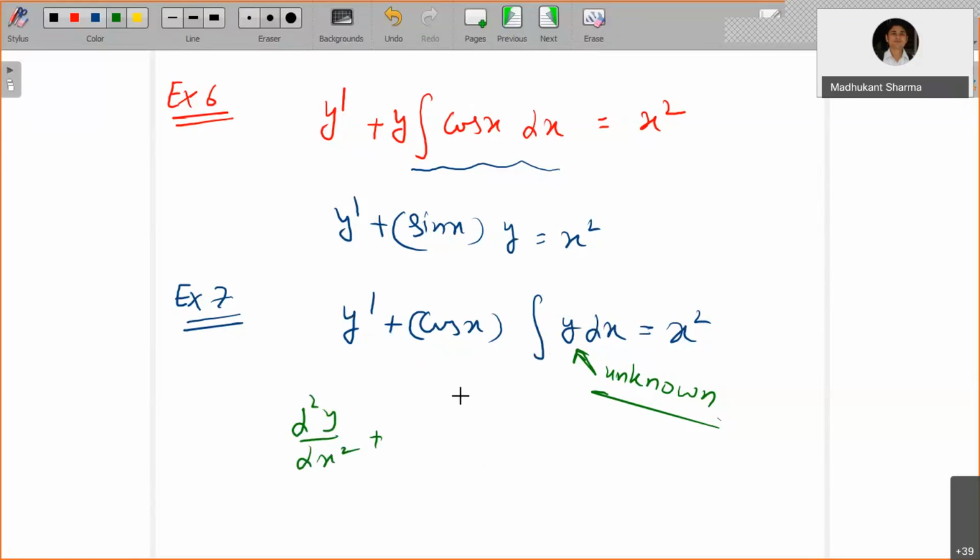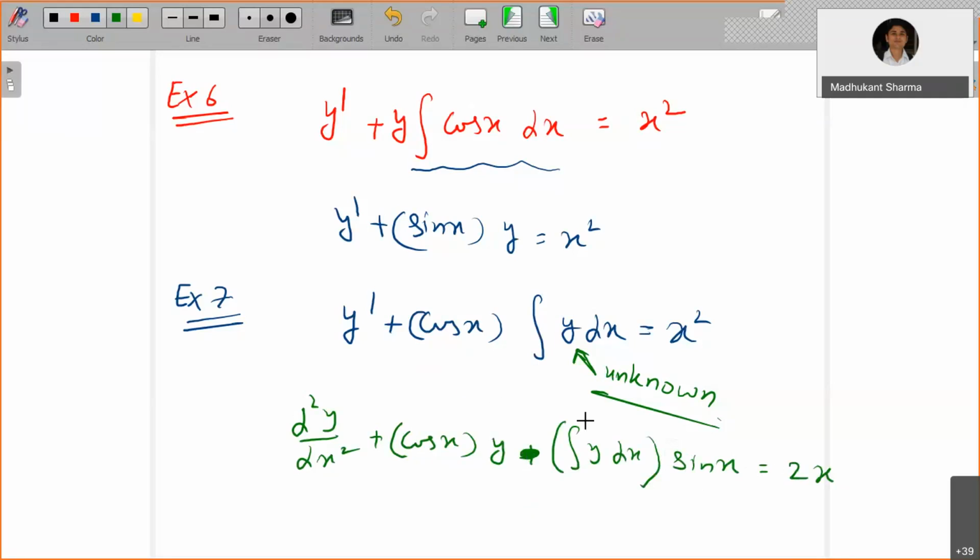Now you have to use the product rule here. So that's going to be something like cos x times integration of y dx. The derivative of this is y, plus now integration of y dx times the derivative of cos x, which is minus sin x. So minus sin x is equal to 2x.